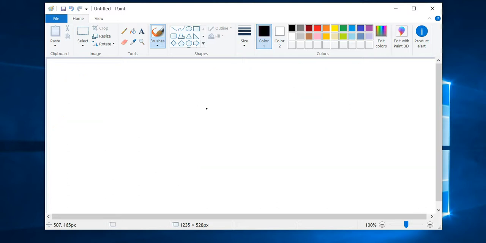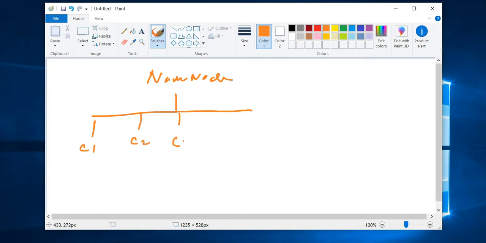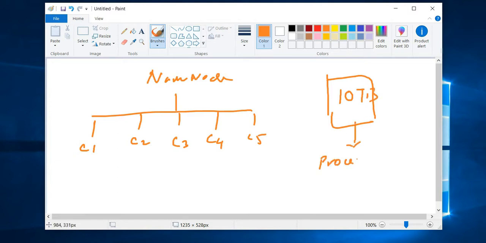So the next thing we are going to talk about is the distributed and parallel processing. Okay, and then we are going to have the name node, and C1, C2, C3, C4, and C5. So let's say that in absence of this system, we're going to have a single computer or a single machine, and then we are going to have 10 terabytes of data, and the processing of 10 terabytes takes, let's say, 60 minutes. Okay.